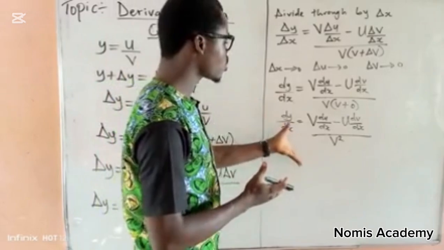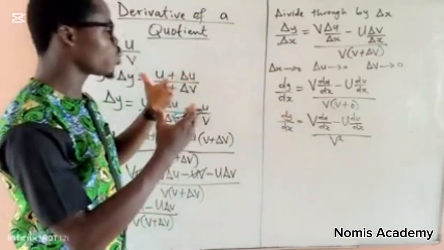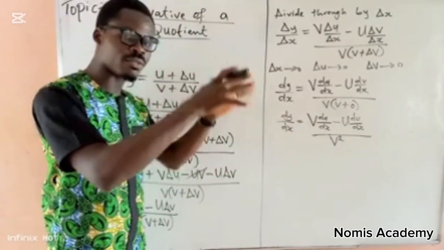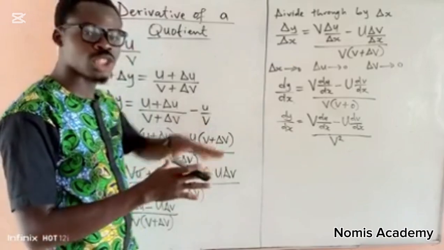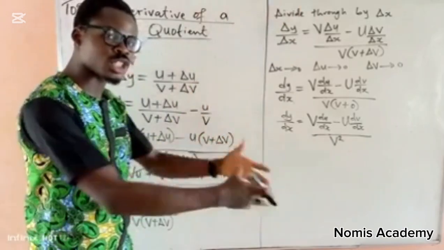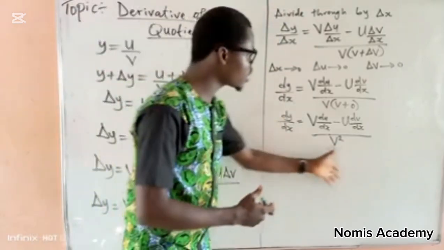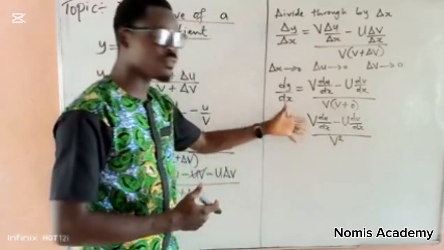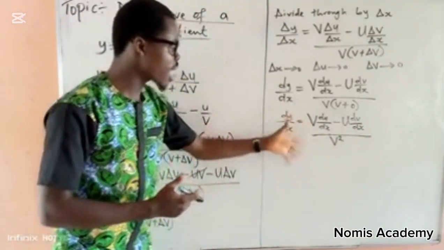So we use this to solve a kind of rational function, a function with the numerator and denominator which are all functions of x. So we use this formula to solve such functions of x.